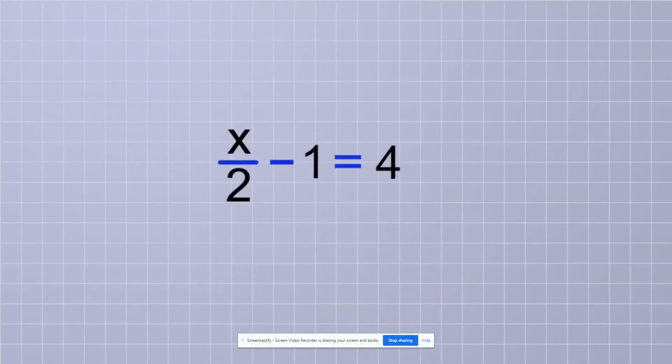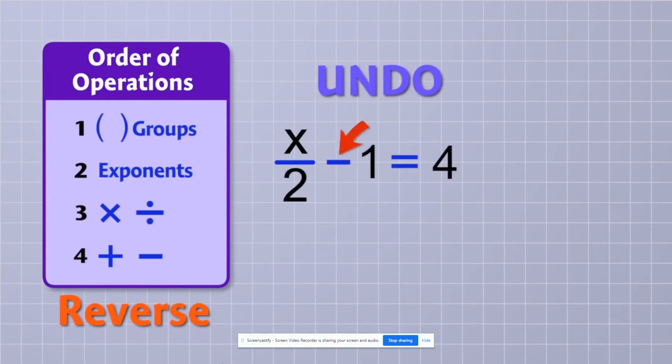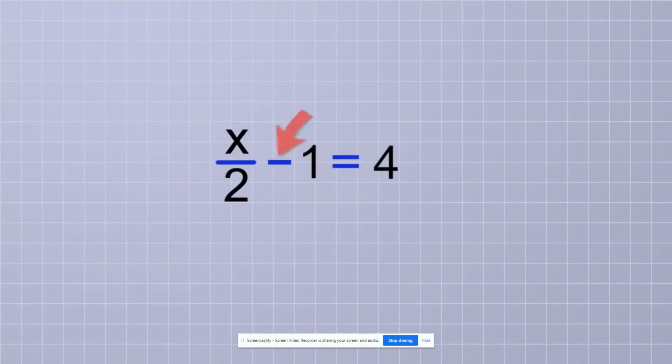x over 2 minus 1 equals 4. Again, we're going to apply the order of operations rules in reverse to undo the subtraction and the division operations. Since we would normally do the subtraction last, we're going to undo it first. To undo the subtraction, we add 1 to both sides of the equation.